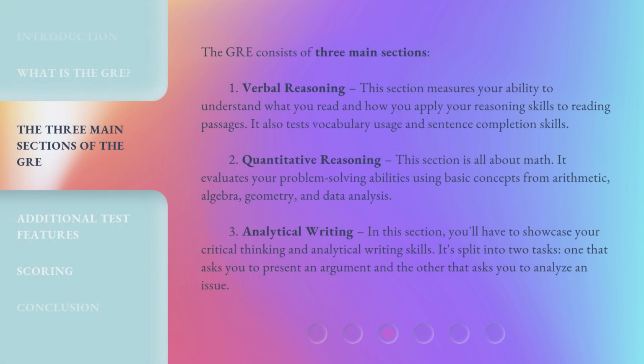The GRE consists of three main sections. 1. Verbal reasoning. This section measures your ability to understand what you read and how you apply your reasoning skills to reading passages. It also tests vocabulary usage and sentence completion skills. 2. Quantitative reasoning. This section is all about math. It evaluates your problem-solving abilities using basic concepts from arithmetic, algebra, geometry, and data analysis.